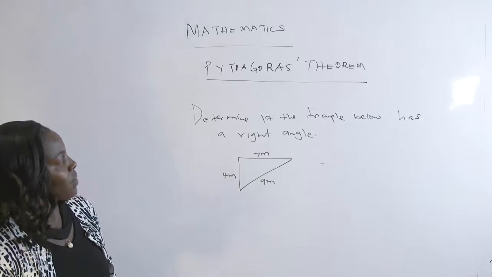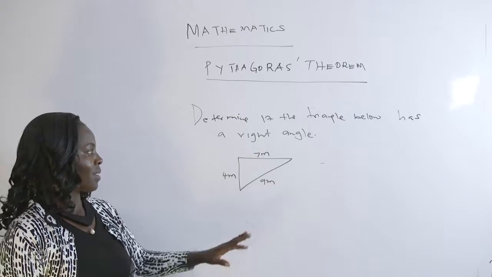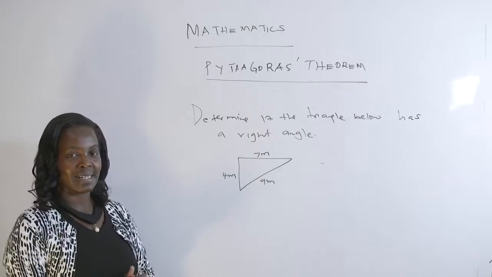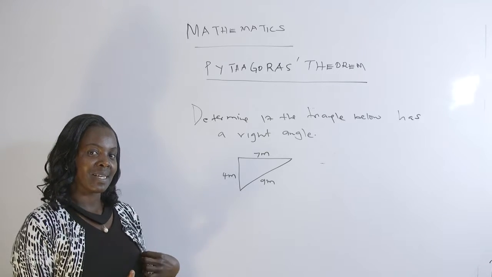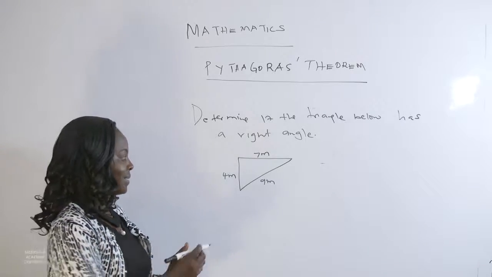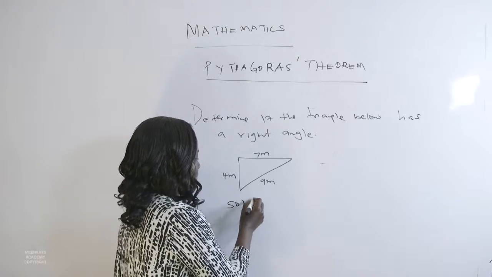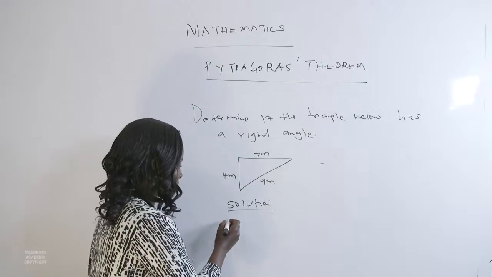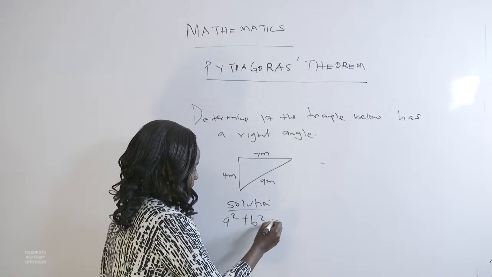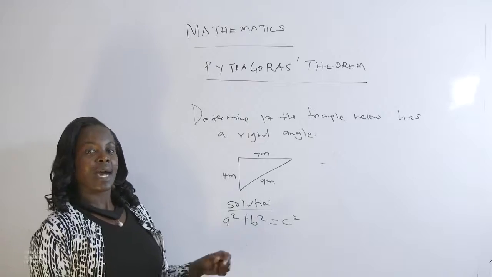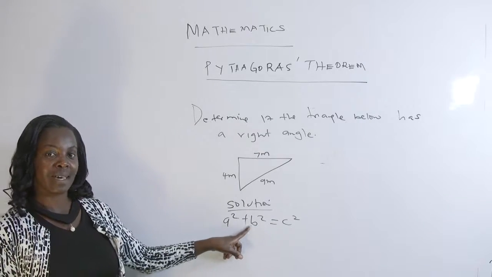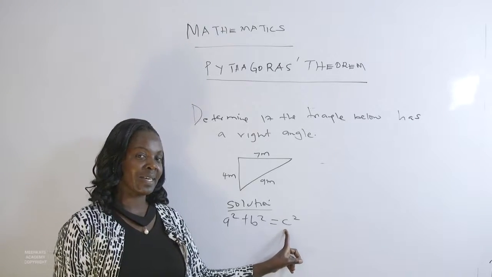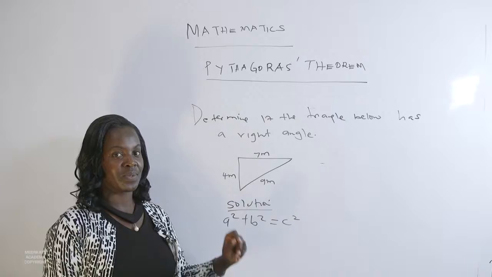Determine if the triangle below has a right angle. By just looking at this triangle, you cannot know whether it's a right angle. So for us to know whether it's a right angle, what do we do? Again, we use the Pythagoras theorem, which states that the sum of the squares of the two shorter sides of a right angle triangle should be equal to the square of the longer side, or the hypotenuse.